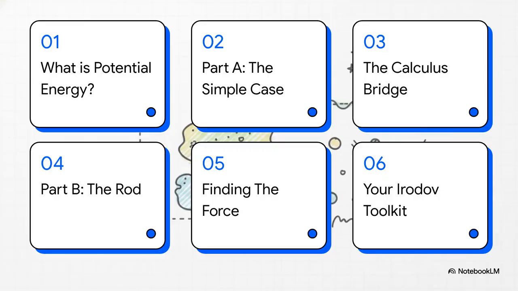So here's how we're going to break this down. First, we'll get a solid handle on what potential energy even is. Then, we'll knock out the simple part of the problem. After that, we'll build what I call a calculus bridge to handle the tougher part with a rod, figure out the force, and finally, we'll pack it all up into a neat little toolkit for you.